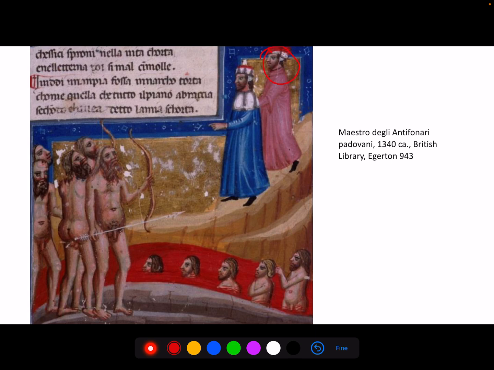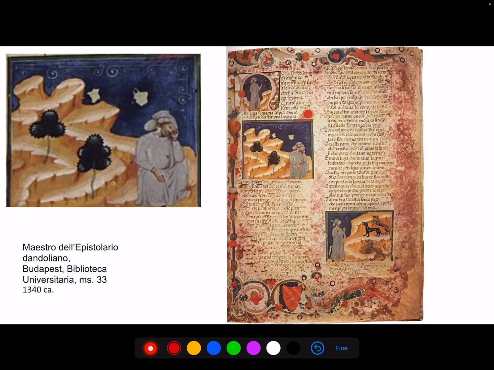Here Dante is bearded, pretty long nose, and this work is around the same period, the first half of the 14th century. Also in Budapest there is this wonderful manuscript with miniatures, and also here Dante is thinking, and it looks a little bit bearded. Red hairs, red beard.